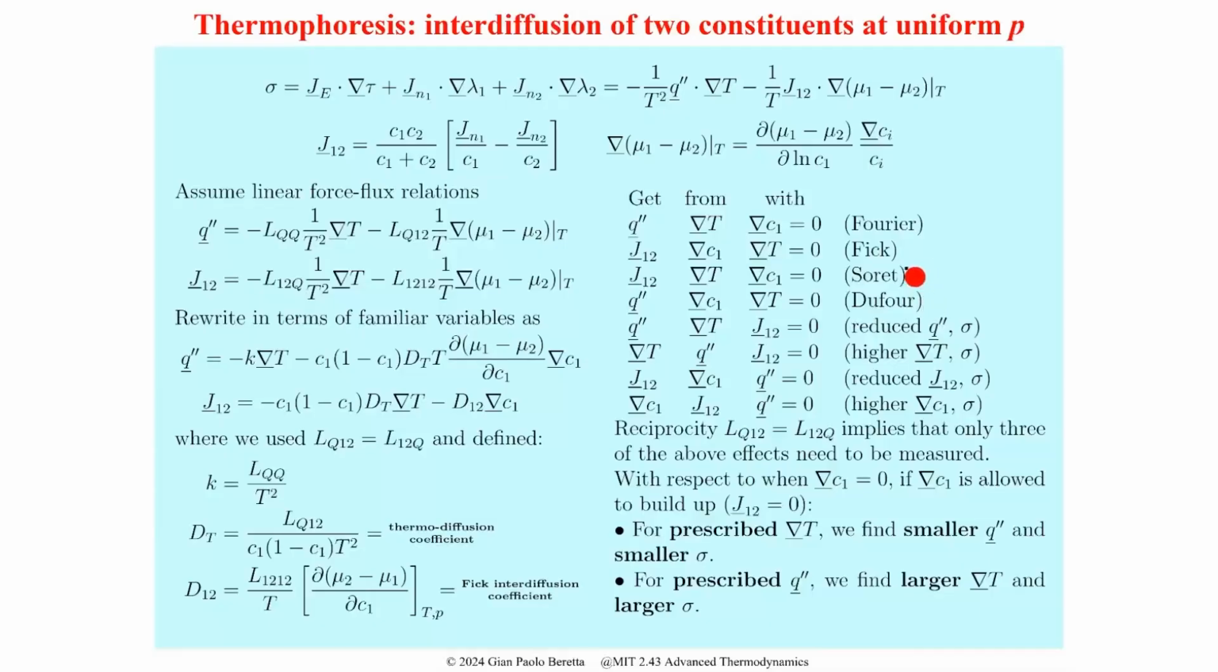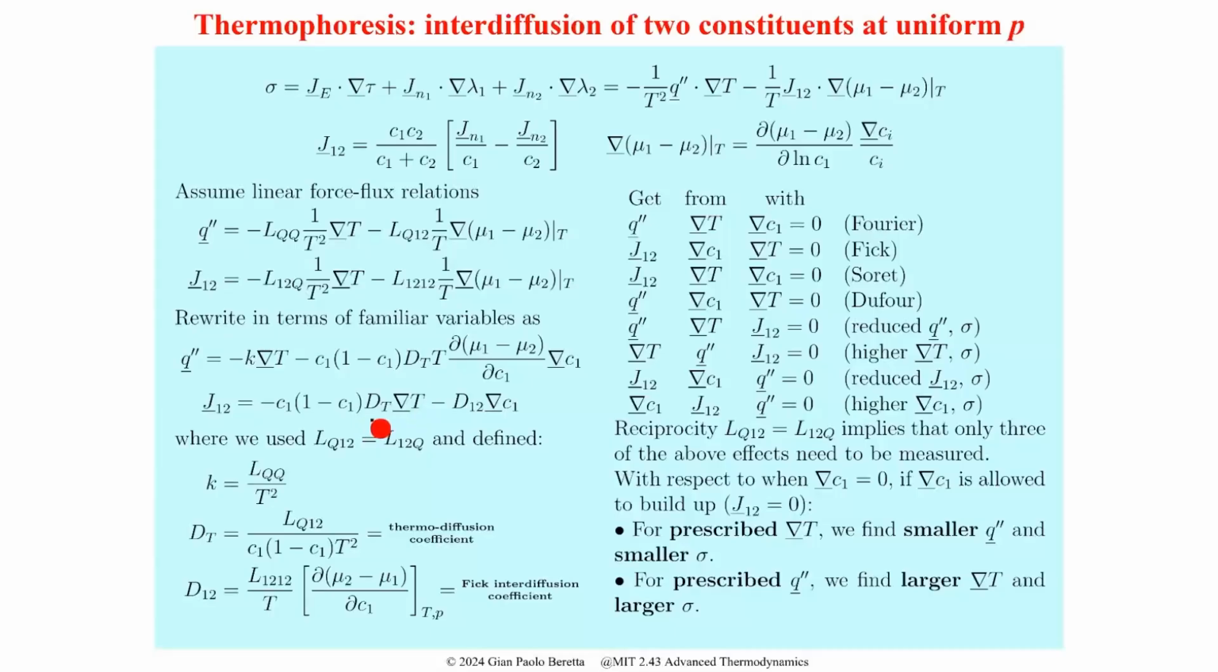These effects were discovered separately, then only later they were linked by the Onsager theory of reciprocity. Also, it's interesting to note this, that for example, suppose you have no flux of particles, so you set this equal to 0. Okay, so if you set that equal to 0, you see that there comes a relation between gradient in concentration and a gradient in temperature.